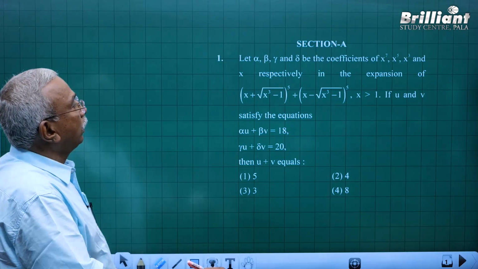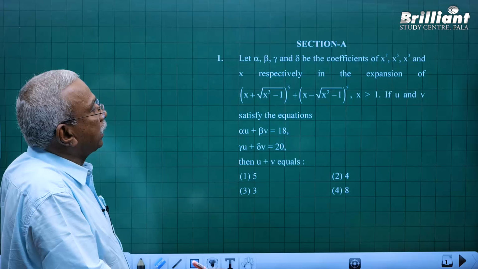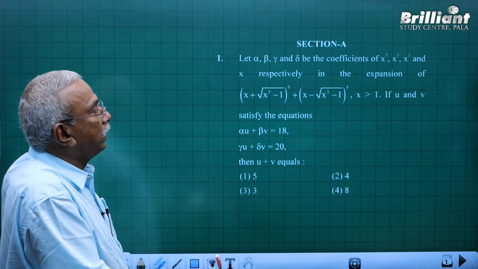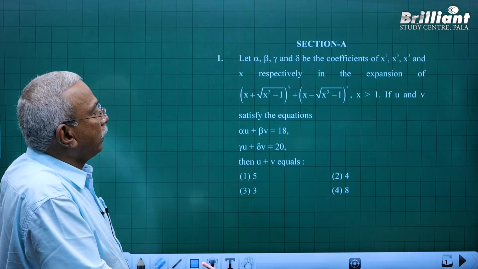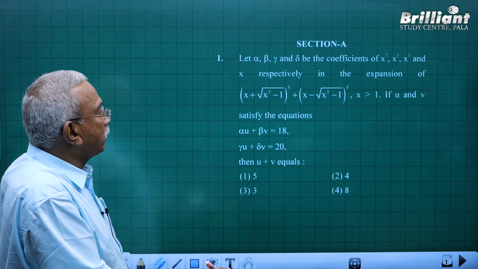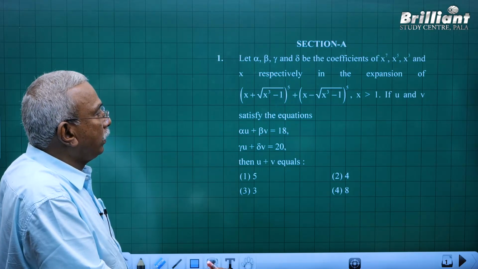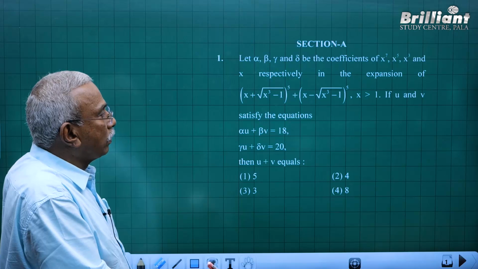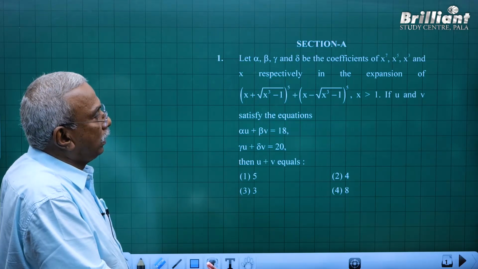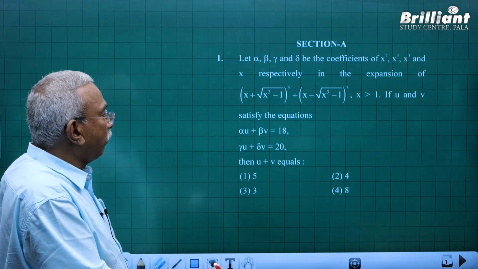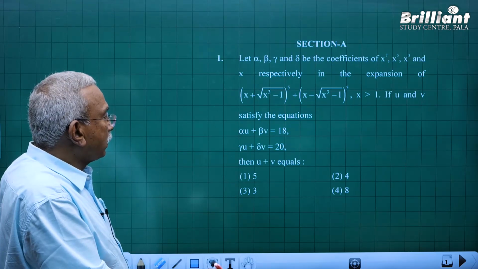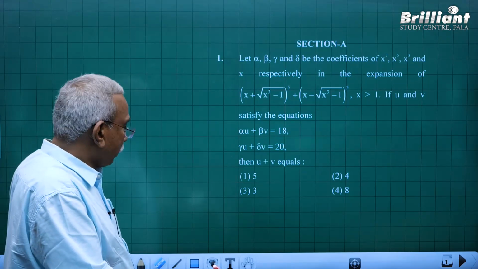So, let alpha, beta, gamma, delta be the coefficients of x raised to 7, x raised to 5, x raised to 3 and x respectively in the expansion of (x + √(x³ − 1))^5 + (x − √(x³ − 1))^5, x more than 1. If u and v are satisfying the equations alpha u + beta v = 18, gamma u + delta v = 20, then what about u plus v?